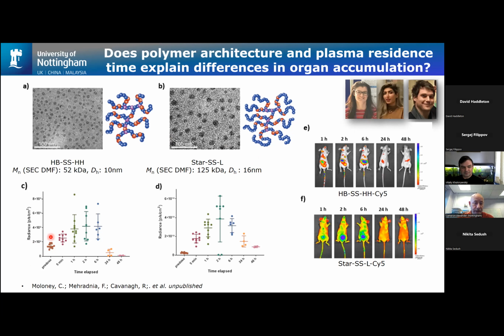But if you look at their distribution over time in the body, so this is their residence time in the blood, then you can see that one is essentially gone after 24 hours. The other one actually is still sticking around after 24 hours, and we still see a signal after 48 hours. And you can see that very clearly. There's not so much of a signal here, but by 48 hours, this star polymer is still going around the body. So quite a marked difference in the distribution. And this is really fantastic work by Cara Maloney, Fatima Maradnia, and Rob Kavanagh. So been doing this recently.